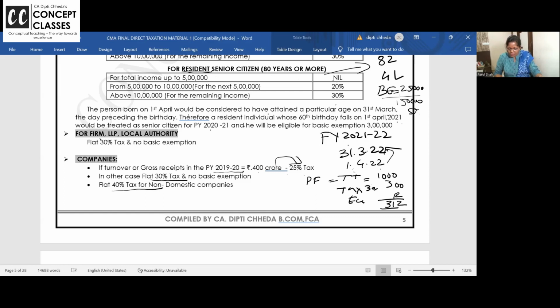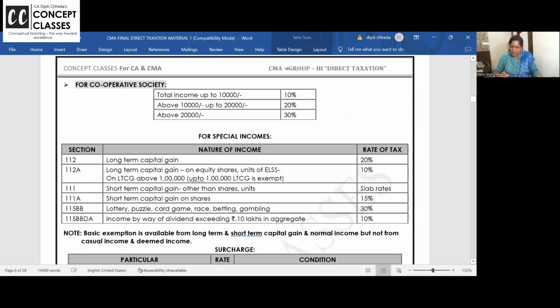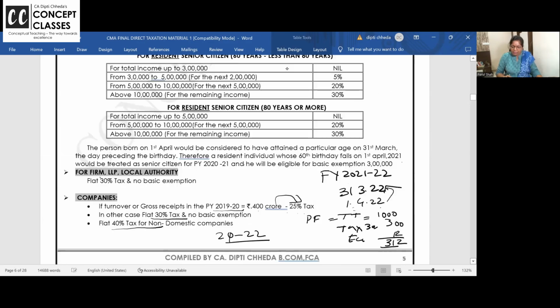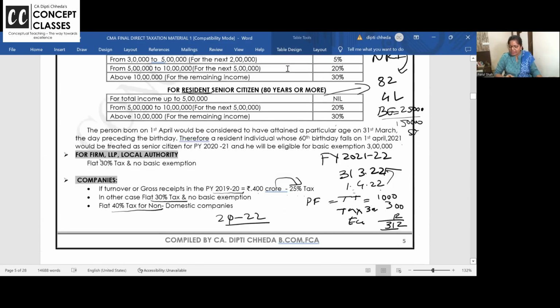Turnover of 2019-20, but you are paying the tax in which year? 2021-22. Two years earlier, if your company had a turnover of 400 crore, irrespective of the fact that now the turnover is 800 or 900 crore, you can pay tax for this year at the rate of 25% flat. Otherwise 30%. If it is a foreign company, 40%. Okay. Cooperative society: up to total income 10,000, 10%; 10,000 to 20,000, 20%; above 20,000, 30%. So here I complete the slab rates and the flat rates.